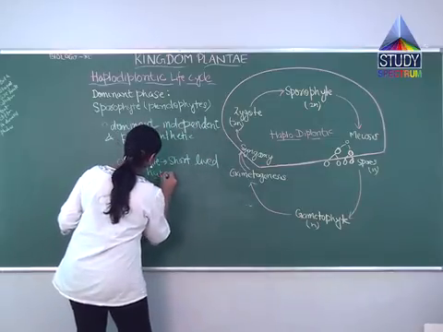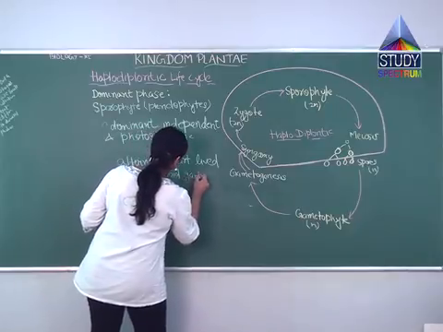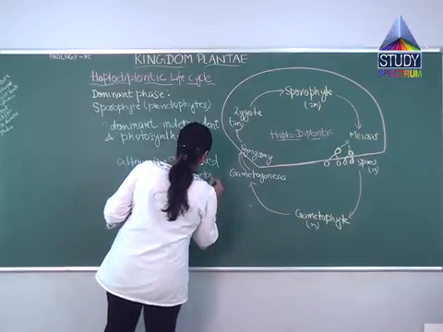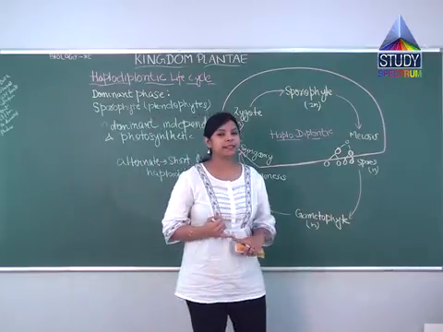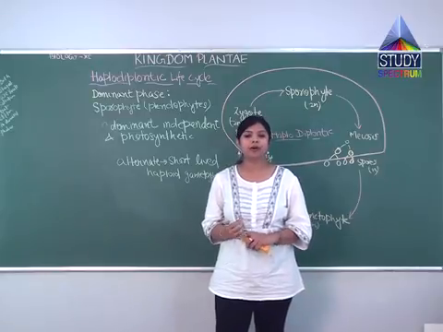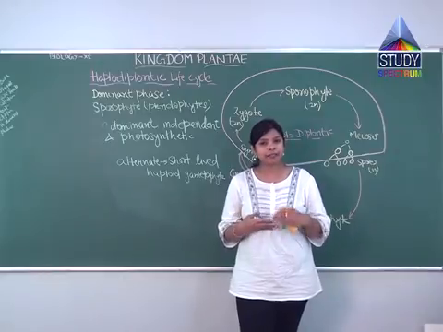Their own food, they are photosynthetic. Other than this, they have chlorophyll A, that is a very necessary pigment, whereas they also have accessory pigments like chlorophyll B, chlorophyll C, chlorophyll D, carotene, xanthophylls, phycoerythrin. So these are the pigments of algae.